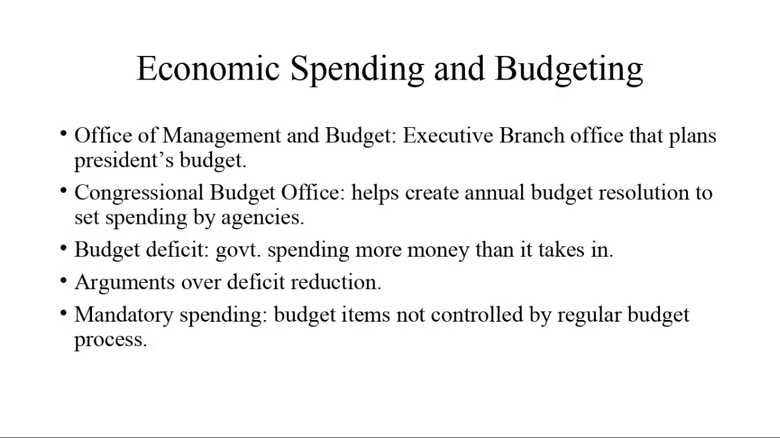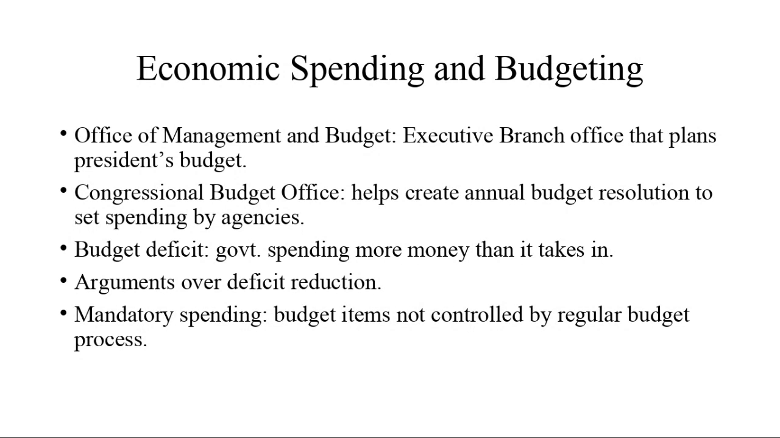Okay, so it's not like there's an endless supply of money in the economy. At some point, there has to be a budget that is set. So the Office of Management and Budget is part of the executive branch, and they will create the president's budget. They will try to set the amount of money that each agency is given.